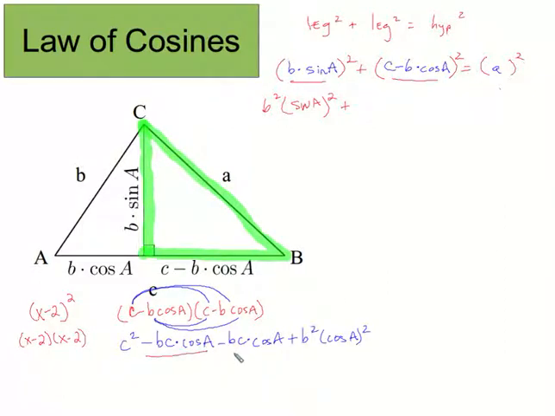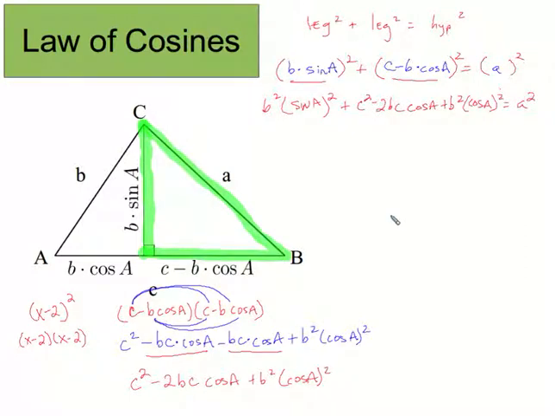You may or may not recognize that these two middle terms are like terms. They're both b times c times cosine of A. So we can combine like terms and simplify this to c squared minus 2bc cosine of A plus b squared cosine of A squared. So there are parts of this that you might start to recognize from the law of cosines. So let's add this in to our Pythagorean theorem problem up here. Minus 2bc cosine of A plus b squared times cosine of A squared. That should all equal a squared.